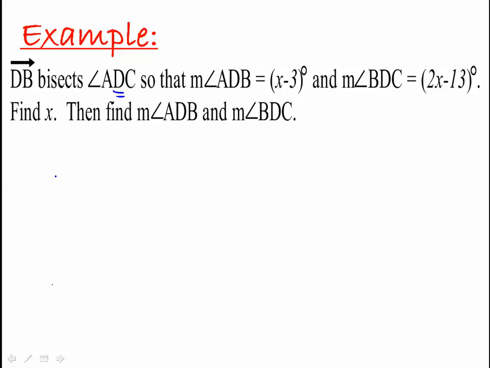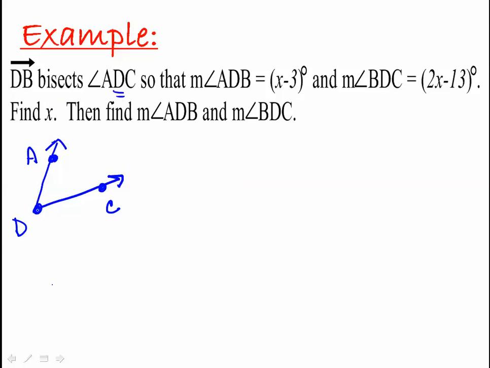In geometry especially, a lot of times, it's easier if I can see what's happening. So, as I read this problem, I see that ray DB bisects angle ADC. In other words, I have an angle, and D is the vertex. I'm not sure exactly what the measure of this angle is, so I just draw a picture. It doesn't really matter at this point. What does matter is that DB should bisect that angle.